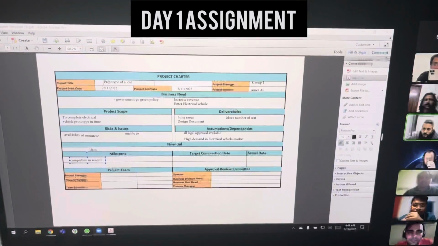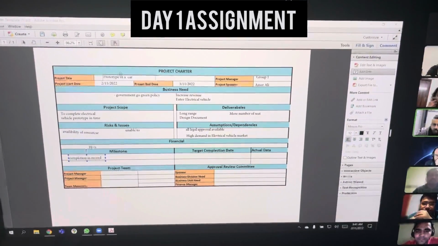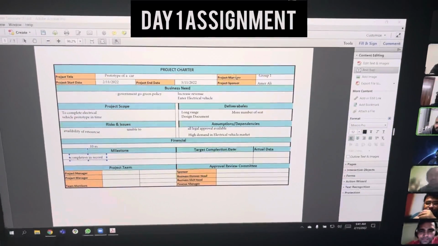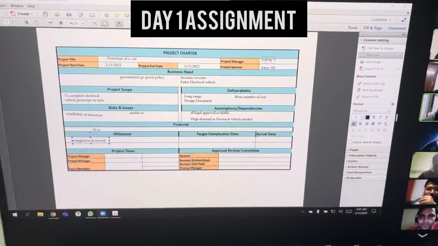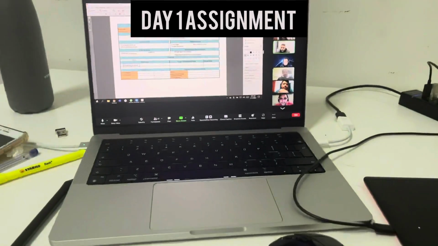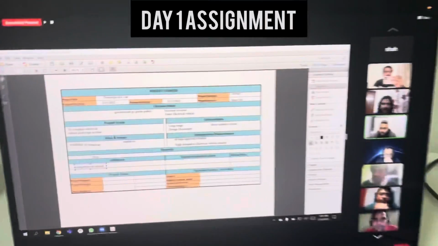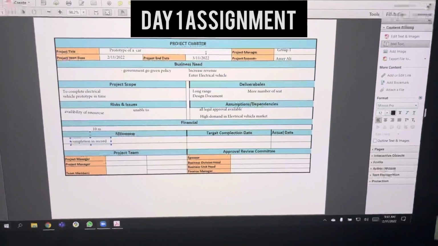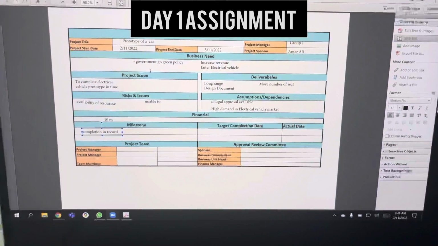We were just deciding on a prototype of a car. That was the project title that we had. The project manager was the whole group one, right? Project start date is today's date, and we just kept a 1 month time period in that. Project sponsor is you, you'll be paying the money.